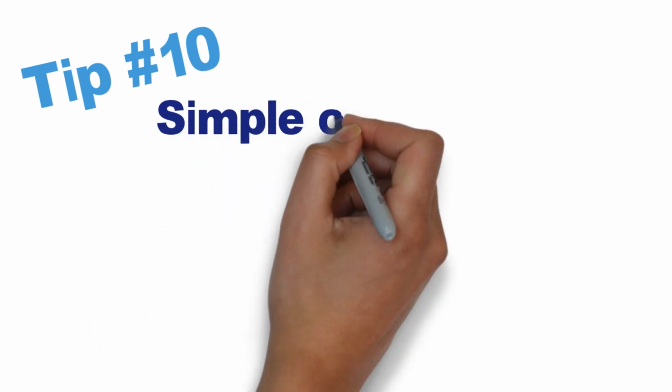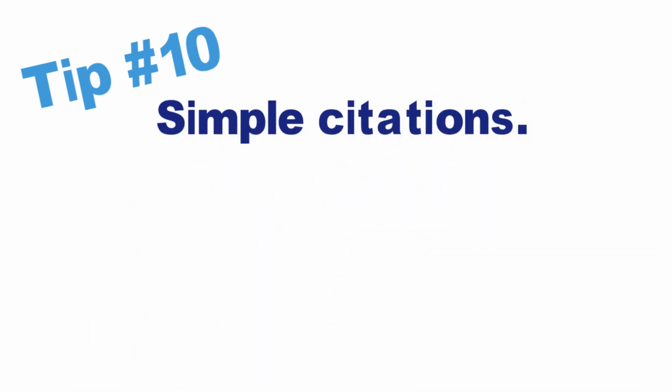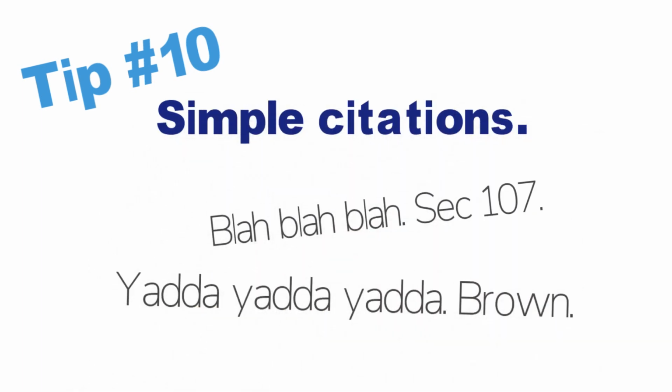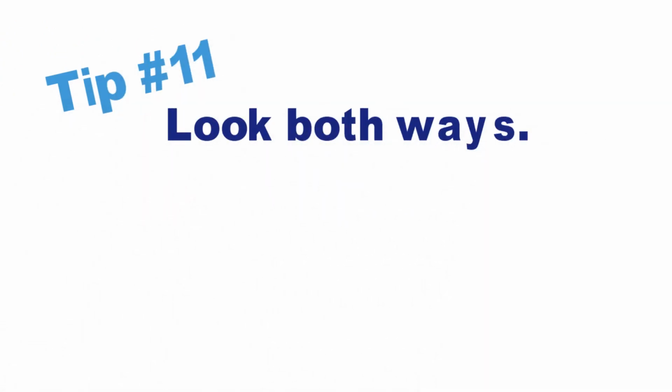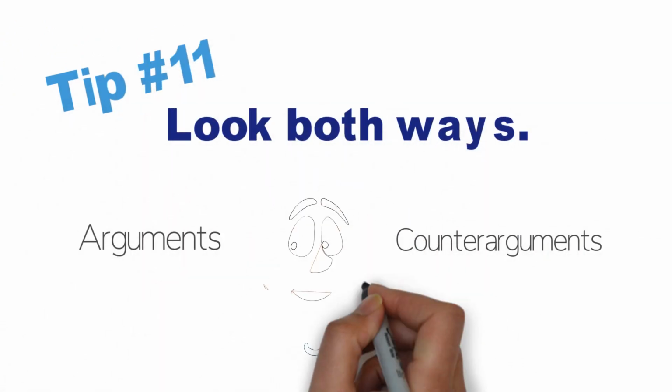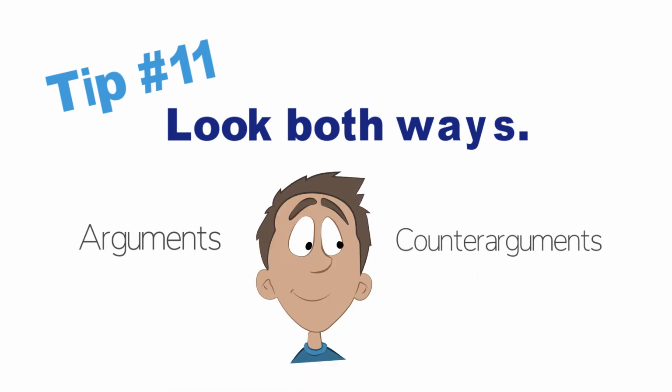Tip number 10, simple citations. Put supporting statutory or regulatory section numbers and shortened case names. Don't waste time on page numbers and formatting. Save as many keystrokes as possible. Keep it simple. Tip number 11, look both ways. Whether you're creating an objective or persuasive work, look at the issues from both sides. Addressing counterarguments will highlight your competence.